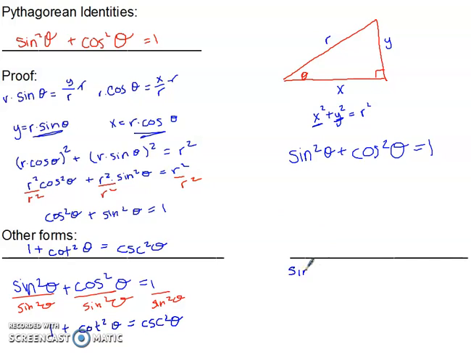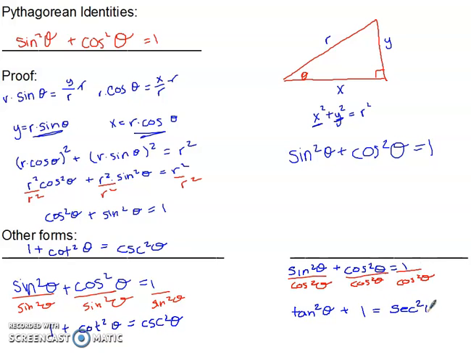And lastly, we can repeat that process, but divide everything by cosine squared of theta. So dividing by cosine squared, sine over cosine is tangent, so sine squared over cosine squared would be tangent squared. Cosines divide to 1, and 1 over cosine is secant, meaning that 1 over cosine squared would be secant squared. So my third form of my Pythagorean identity is tangent squared theta plus 1 is equal to secant squared of theta.